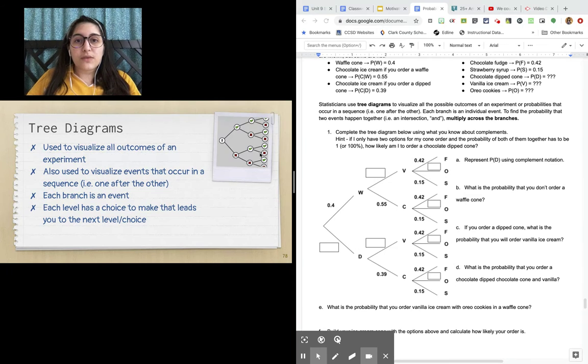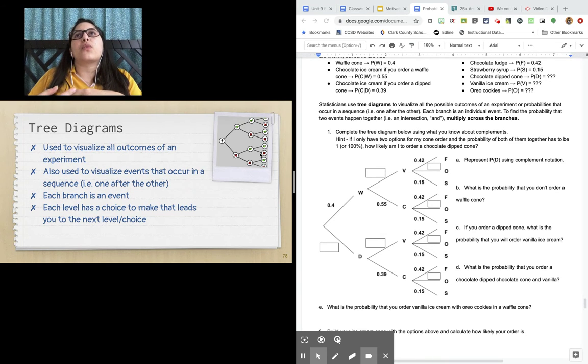So what we use them for typically in probability problems is we want to see all of the outcomes of an experiment, or when you're making choices, and you want to see how those choices pan out. So you make one decision and then the next and then the next and then the next. It allows us to visualize things that happen one after the other.